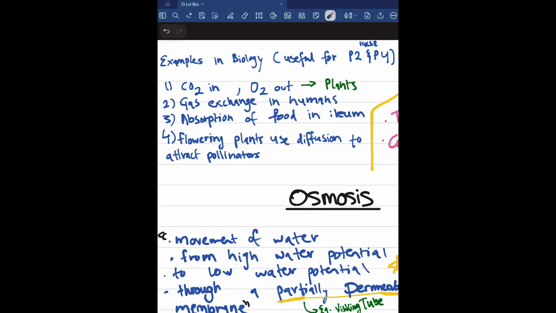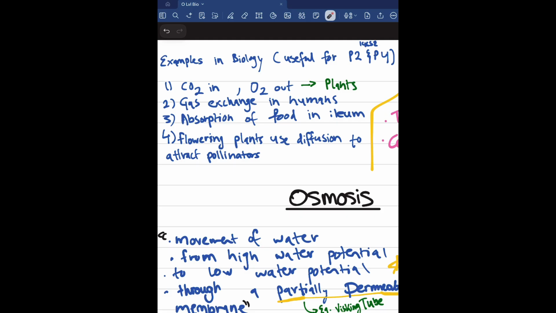But the basic concept of gas exchange is the opposite of photosynthesis. O2 in, CO2 out. How is that happening? Diffusion. Absorption of food in the ileum. I think in your books it's written glucose in your small intestines, and it is a very recurring question in your P1s, or it comes as a part of a question in your P2s, O level P1, P2s, and IGCSE P2s and P4s. I think you guys know that at this point. Anyhow, and flowering plants use diffusion to attract pollinators, right? So you have a flower here, a rose with a good smell.